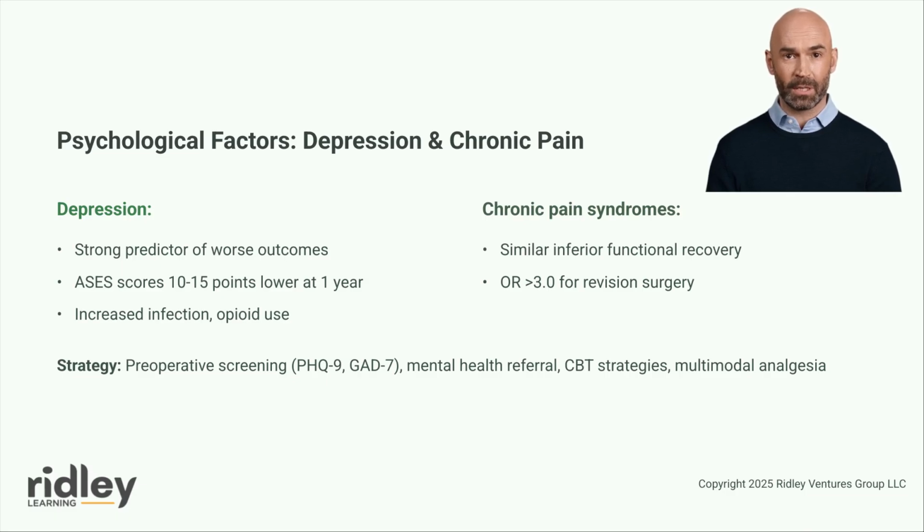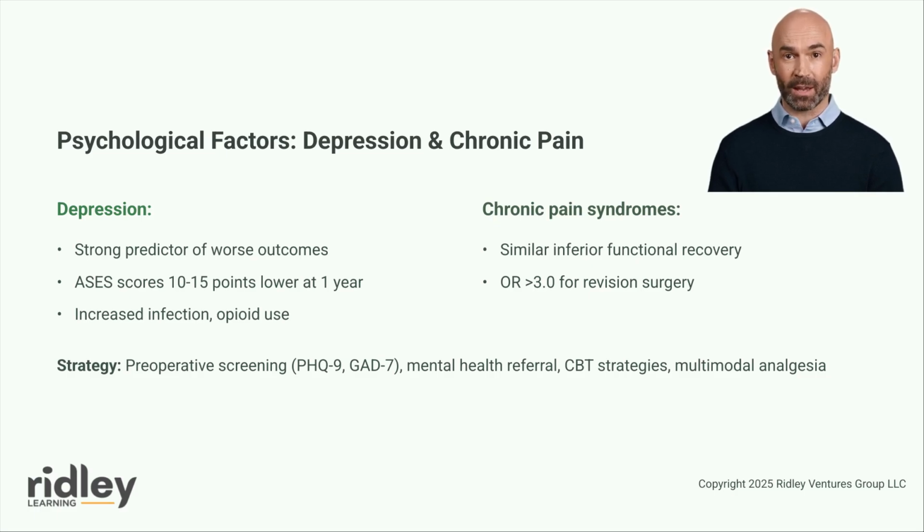Chronic pain diagnoses, including fibromyalgia, chronic back pain, and widespread pain syndromes, are similarly associated with inferior functional recovery and lower patient satisfaction following shoulder arthroplasty. A 2025 study of comorbidity-specific complication risks found that chronic back pain and systemic lupus erythematosus were associated with markedly increased rates of revision surgery for rotator cuff pathology, with odds ratios exceeding 3.0 compared to patients without these conditions.